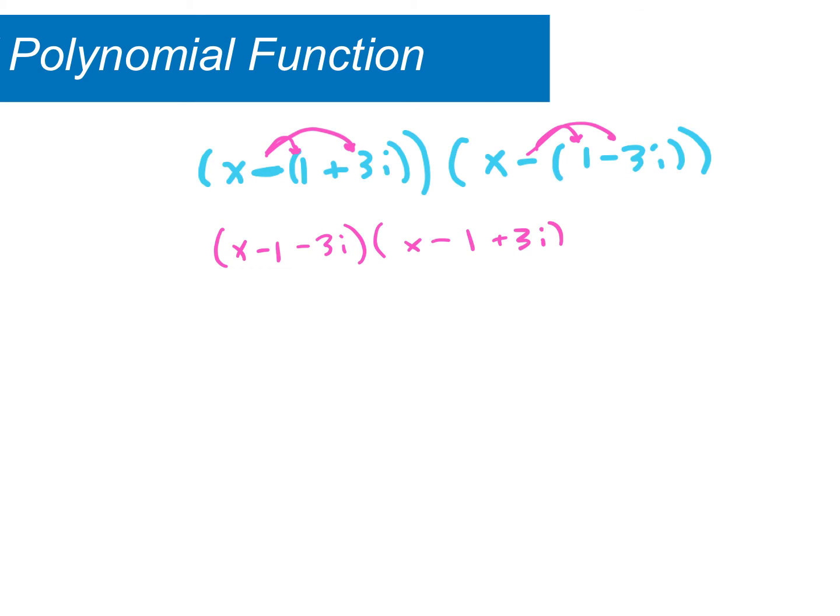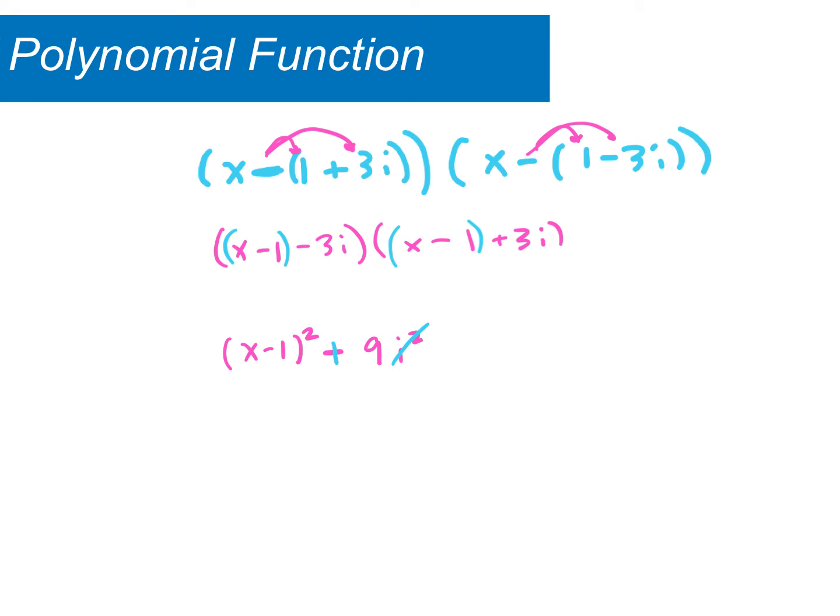So our first term is this x minus 1. And then these are conjugates, so we can do our conjugate shortcut where we just square the first one. So x minus 1 squared, and then subtract and square the second one. So 3i times 3i would be what? 9i squared. And the i squared turns into negative 1, so this becomes a plus 9.